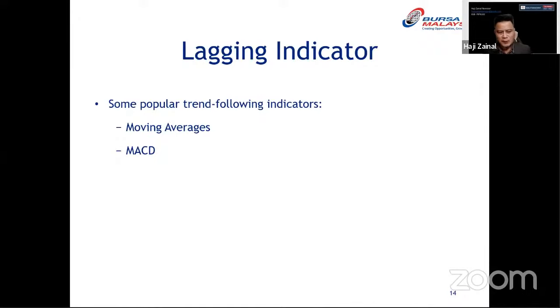What are some examples? The most popular one is usually moving averages. That is also an indicator, and also MACD. MACD, or moving average convergence divergence, is actually derived from the moving average.